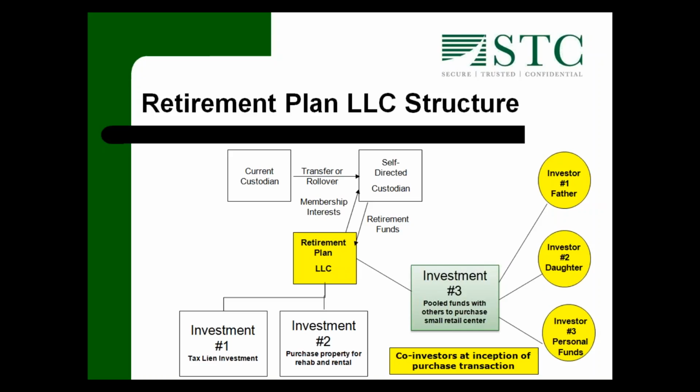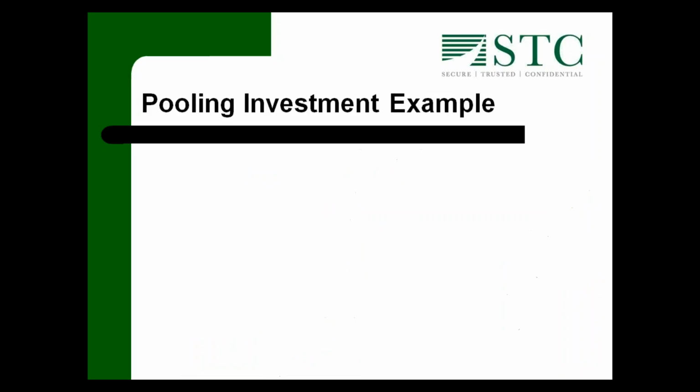And in fact, here's an example. Again, we've got that same schematic I showed you earlier. And here we see investment number 1 is tax lien. Investment number 2, purchase property for rehab and rental. And investment number 3, pool funds with others to purchase a small retail center. And you'll see the others are your father, your daughter, and some of your personal money. Normally, those 3 parties would be disqualified persons, except if they co-invest at the inception of the purchase transaction. So this type of transaction can certainly be done, and we can help make sure that it's structured properly so that it does not violate any of the IRS rules.